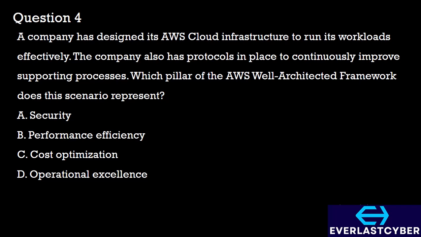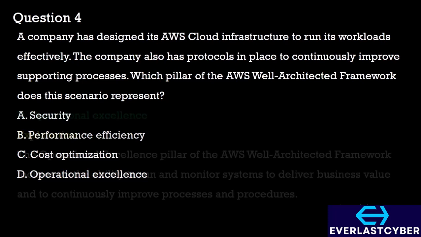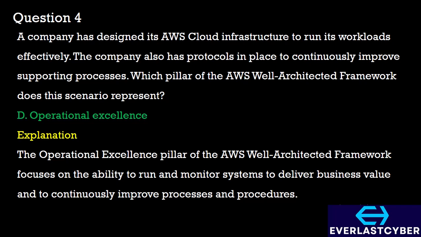Operational excellence, which is a pillar of the AWS Well-Architected Framework, focuses on the ability to run and monitor systems to deliver business value and to continuously improve processes and procedures. So we're going with option D. In this scenario, the company not only designed its AWS infrastructure to run workloads effectively, but also has protocols to continuously improve its supporting processes. And this aligns with the core principles of operational excellence.